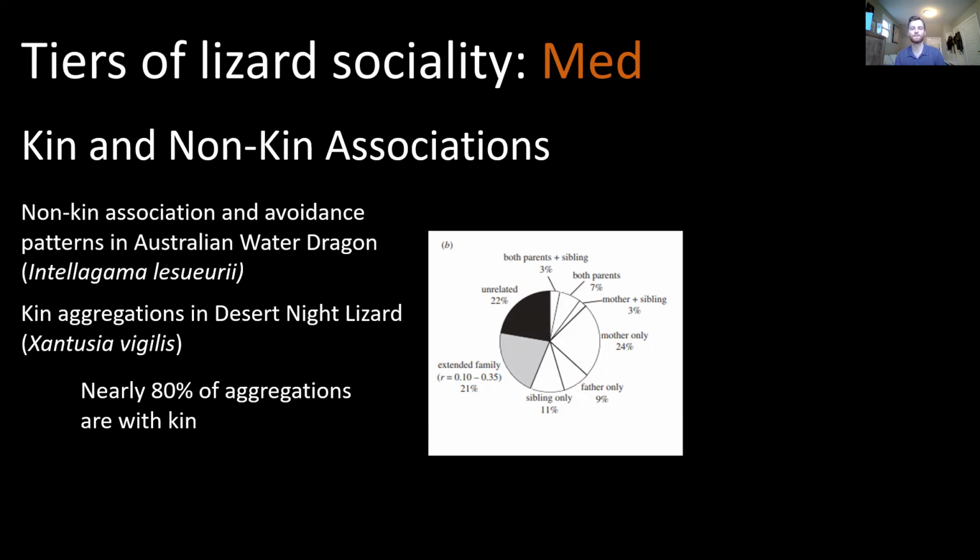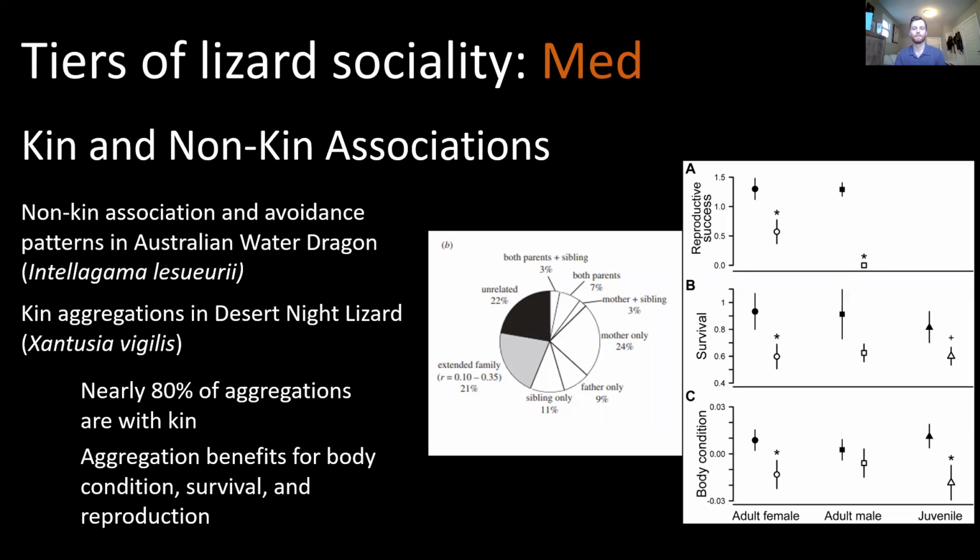Cross-fostering experiments with these lizards, where they take some lizards from one nest and put them with another nest and vice versa, show that these aggregations are indeed kin-dependent, where the non-kin fosters return to their foster hibernacula at far lower frequency than individuals grouped with their true kin. These group aggregations also confer clear fitness benefits, as lizards who aggregate in the winter with each other experience benefits to their body condition, their survival, and most importantly, the ever imperative reproductive success.